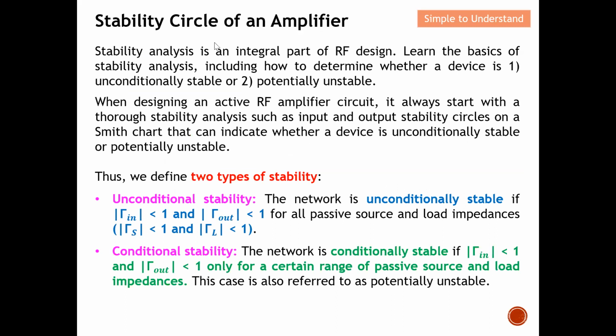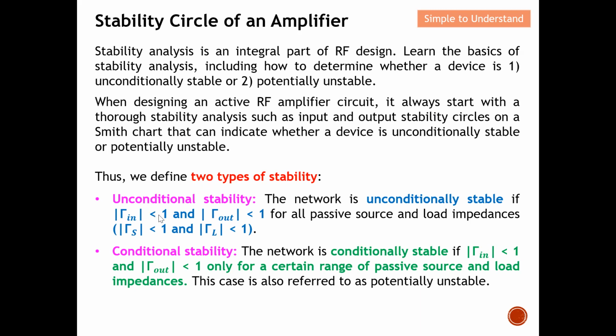Next, in terms of stability of an amplifier again, the stability analysis will be a key part of RF design. We need to learn the basics of stability analysis. Basically, this includes how to determine whether a device is unconditionally stable, or potentially unstable, or conditionally stable. So when we design an active RF amplifier circuit, we always start with a thorough stability analysis, using input and output stability circles on a Smith chart that can indicate whether a device is unconditionally stable or potentially unstable.